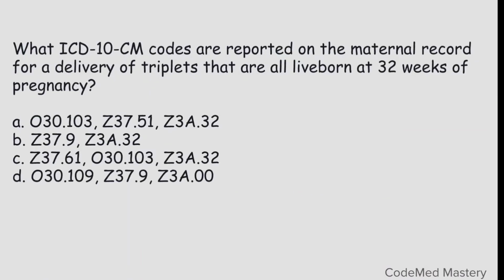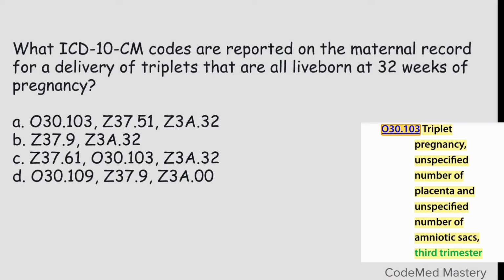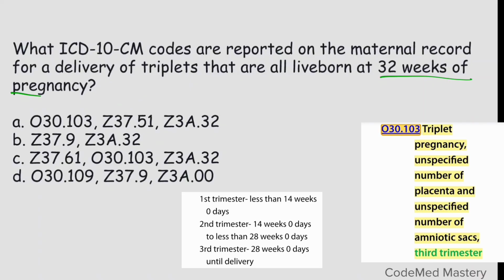Read the question. What ICD codes are reported on the maternal record for delivery of triplets that are all live born at 32 weeks of pregnancy? O30.103 is for triplet pregnancy, unspecified number of placenta and unspecified number of amniotic sacs, third trimester. In the question, they have mentioned 32 weeks of pregnancy. So 32 weeks come under third trimester. So O30.103 is the right code.